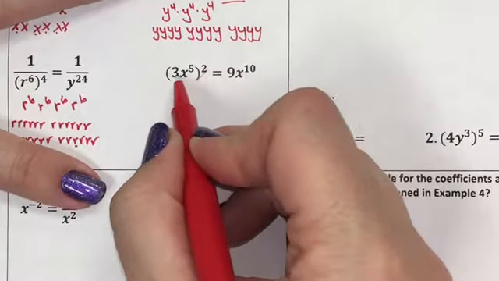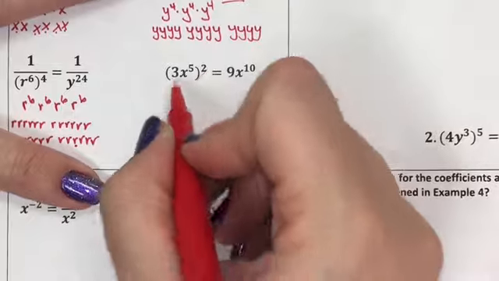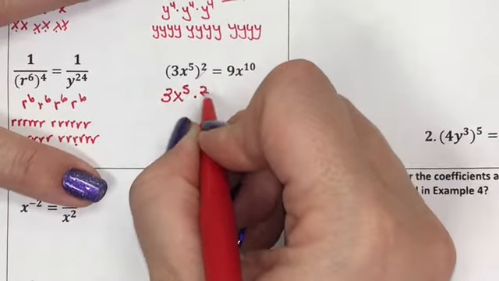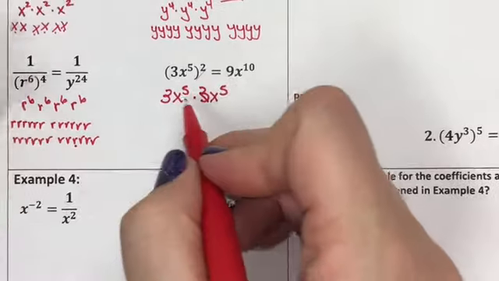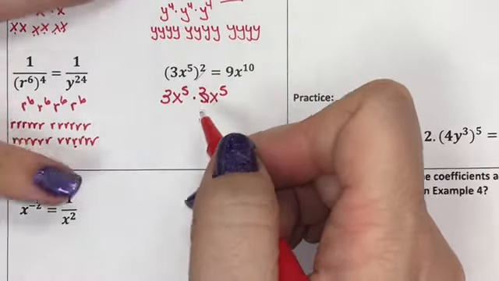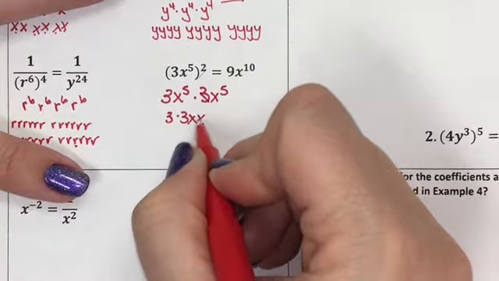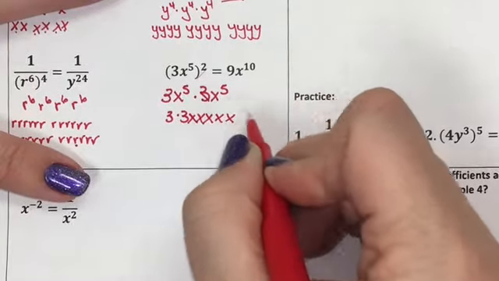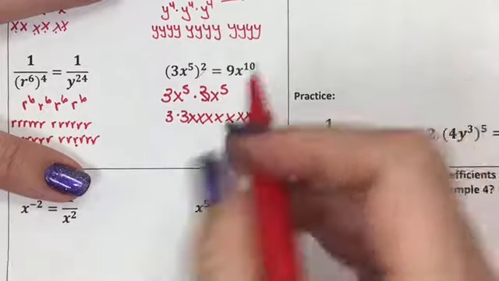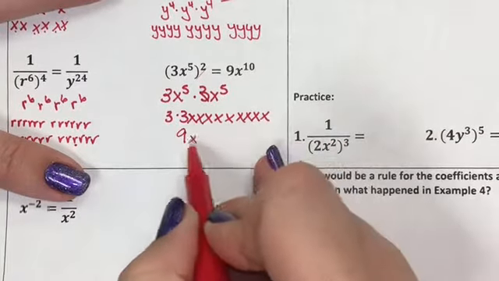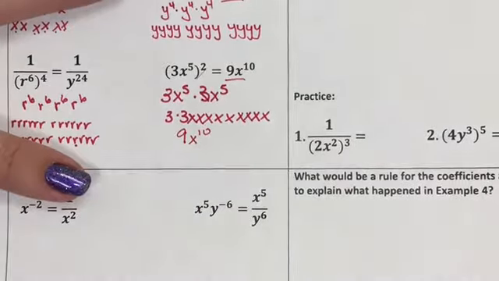So we have 3x to the 5th squared, which means there are 2 3x to the 5ths. 3x to the 5th. And now it's more like a problem on the front side of the thing where you've got 3 times 3, and then you've got 5 x's, 4, 5, and then another 5 x's. So what would be 3 times 3? Well, that's 9. And how many total x's? There are 10 of them. So that's how they got that answer.